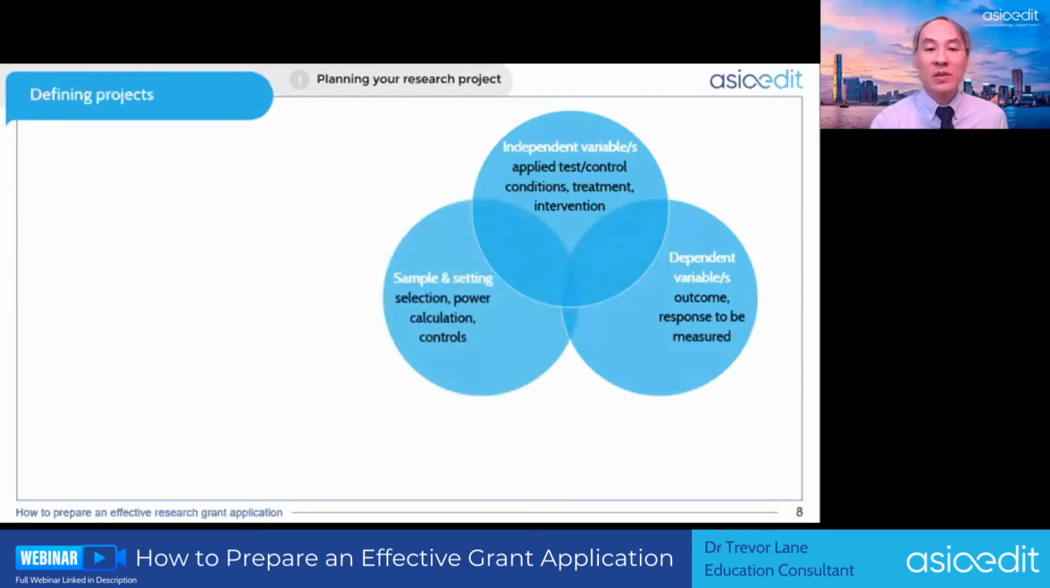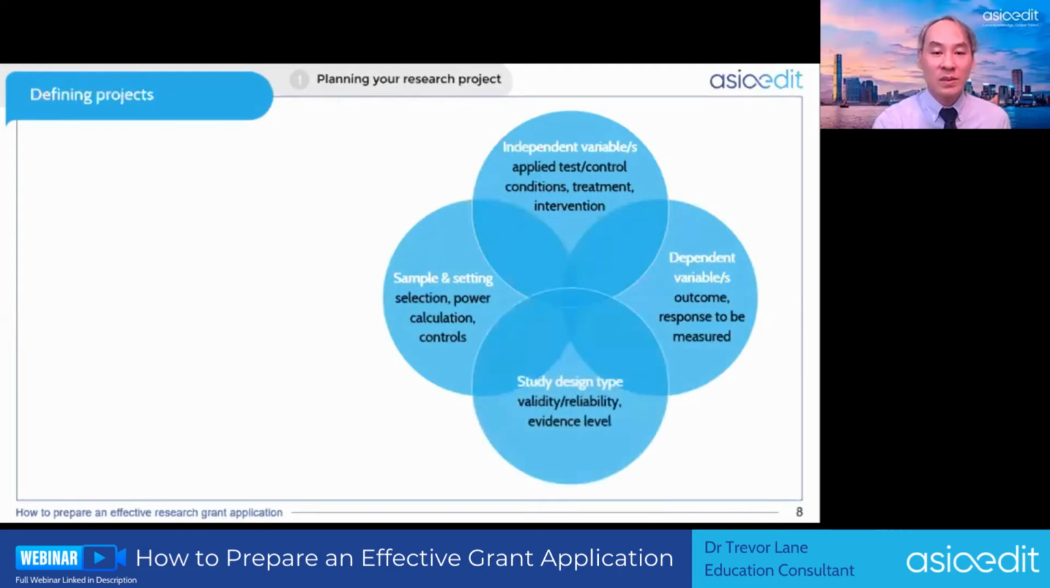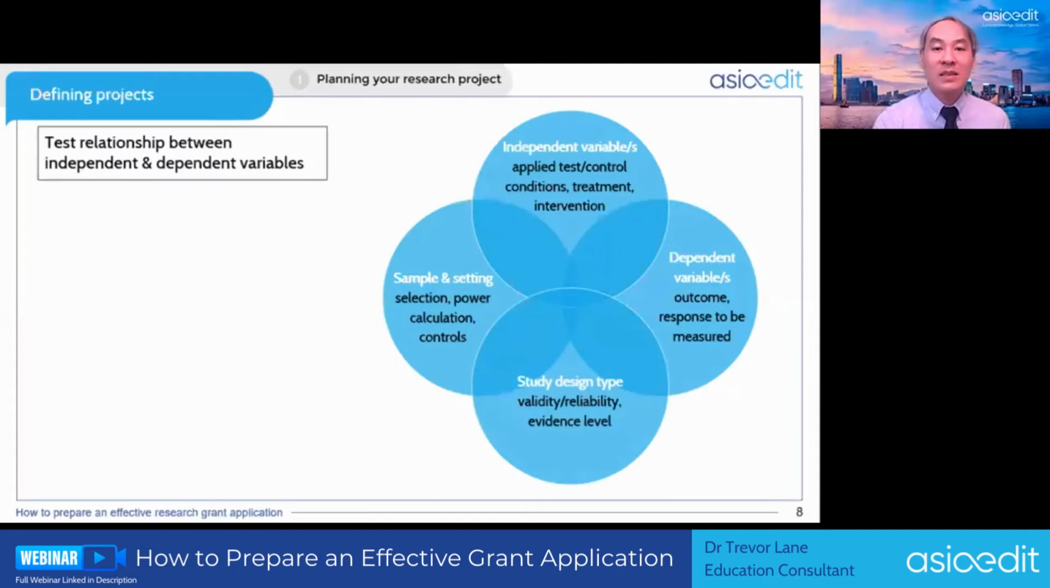And then be clear about your sample and setting and how you select your either patients or participants or animals or even your materials. And for studies that need samples of animals and humans, you need to have a power calculation. This is quite strict now, so all funders will ask for a power calculation, as well as define your controls and control treatments. And then finally, the study design is important because there are different types of evidence level, and your study design will determine whether your study and results are between the independent and dependent variables.